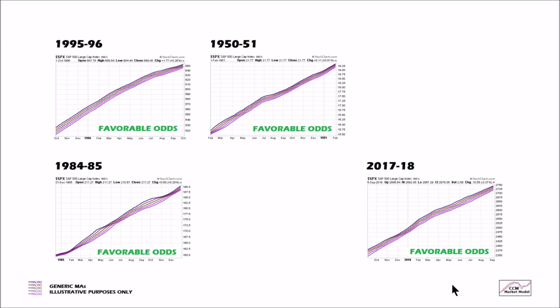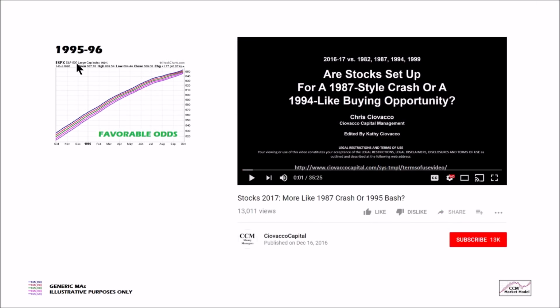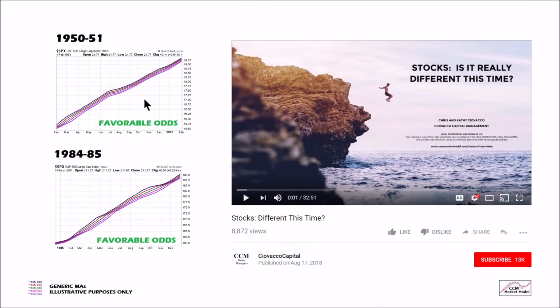And clients and regular viewers know that we've covered the similarities between the 1995-1996 case and the present day numerous times, including this video way back on December 16th, 2016. And we've just shown that both the 1950 to 51 case and 1984 to 1985 case look very, very similar to the present day. And that was the exact same conclusion that we drew in the video dated August 17th, 2018. These are the two periods we're covering in this week's video.